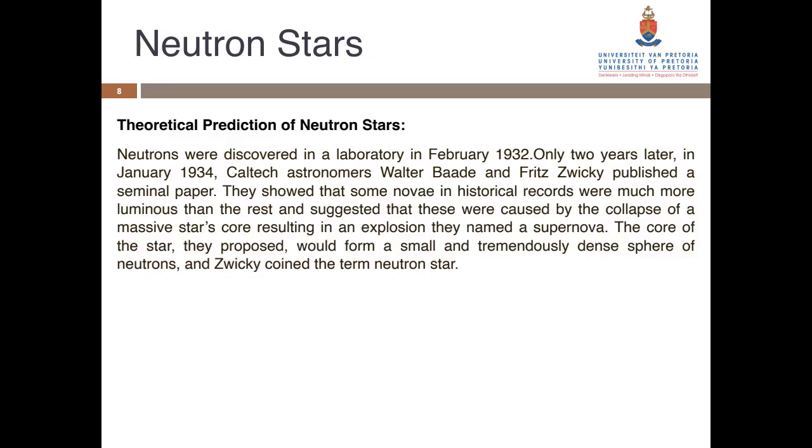Neutrons were discovered in a laboratory in February 1932. Only 2 years later, in January 1934, Caltech astronomers Walter Baade and Fritz Zwicky published a seminal paper. They showed that some novae in historical records were much more luminous than the rest and suggested that these were caused by the collapse of a massive star's core, resulting in an explosion they named a supernova. The core of the star, they proposed, would form a small and tremendously dense sphere of neutrons, and Zwicky coined the term neutron star.